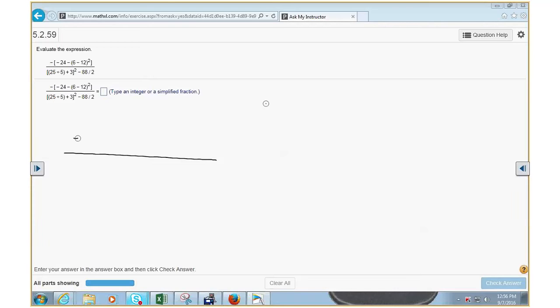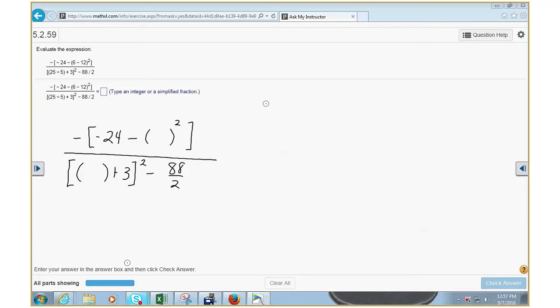I'm going to put a negative right here. And that's going to be negative 24 minus something squared over something in parentheses plus 3 quantity squared minus 88 divided by 2.